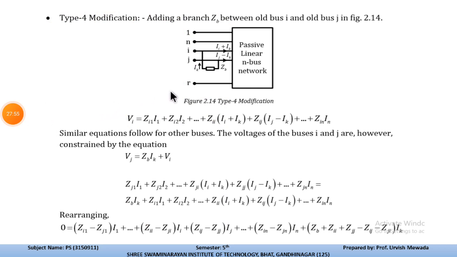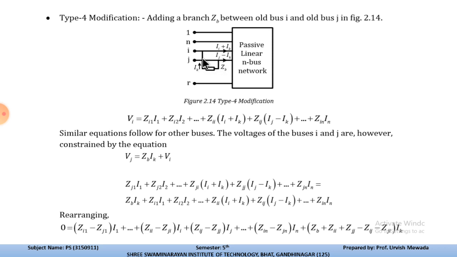Where the old buses are connected, the current transferring from this link is ik. So over here the current is Ii plus ik, because in this direction the current is transferring. This is the ith bus, so it is Ii plus ik.